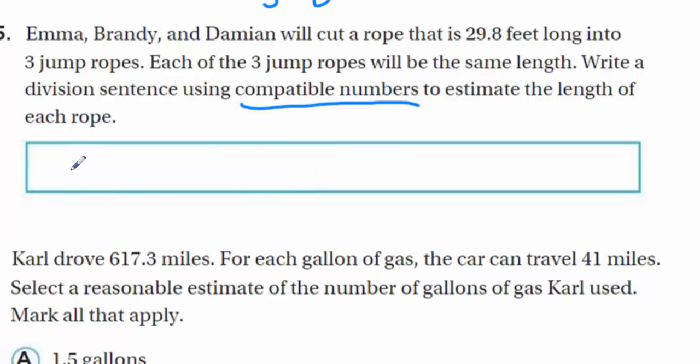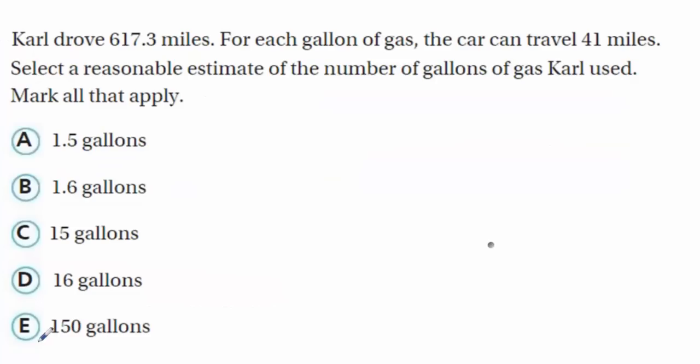So 29.8 is practically 30, and 30 is extremely compatible with 3, right? And they're compatible because with the two of them, we can get a good estimate of 10, and that would be 10 feet, all right? Now, that's not our actual answer. This is our estimate, but we used compatible numbers so that we could get an idea about how long each jump rope would be, and that would be 10 feet. Cool.